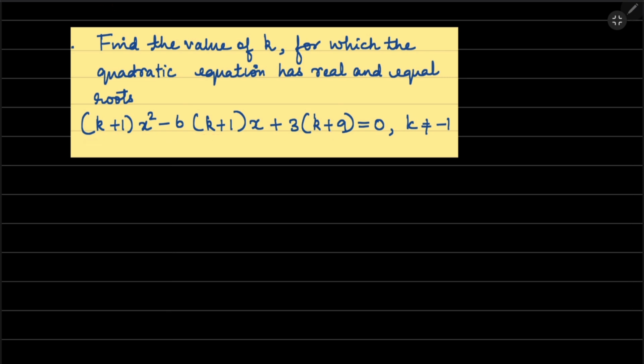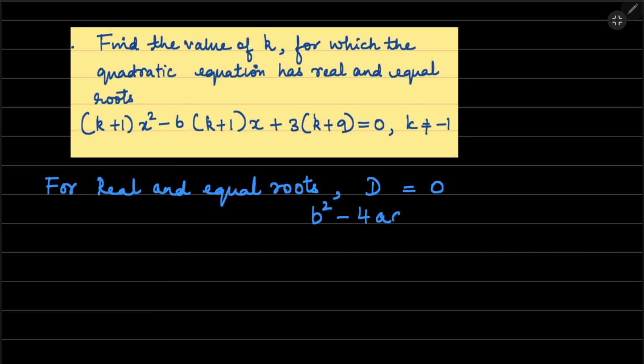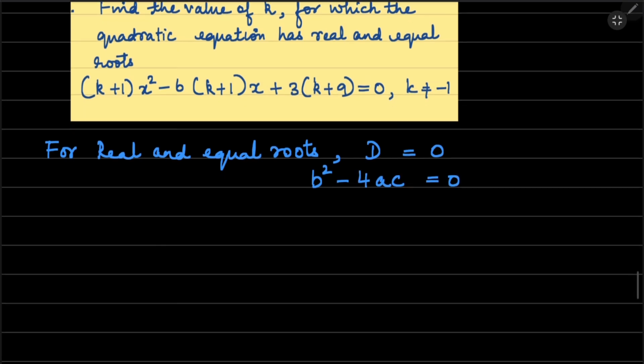So always remember, whenever an equation has got real and equal roots, the discriminant value is always 0. Okay, so discriminant function is b square minus 4ac is equal to 0. So from the given equation, you can just take out your b, a and c, substitute, solve for k. So let's do it. B is nothing but, so this is your b. Along with the sign, minus 6 into k plus 1 is your b, k plus 1 is your a, and plus 3 into k plus 9 is your c.